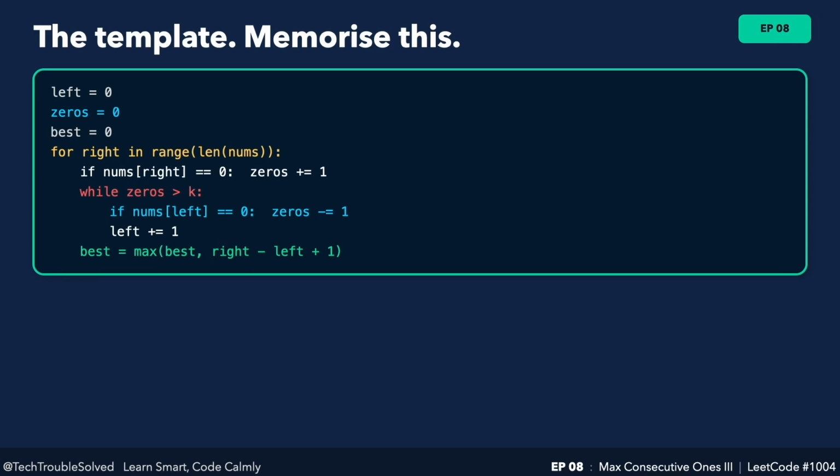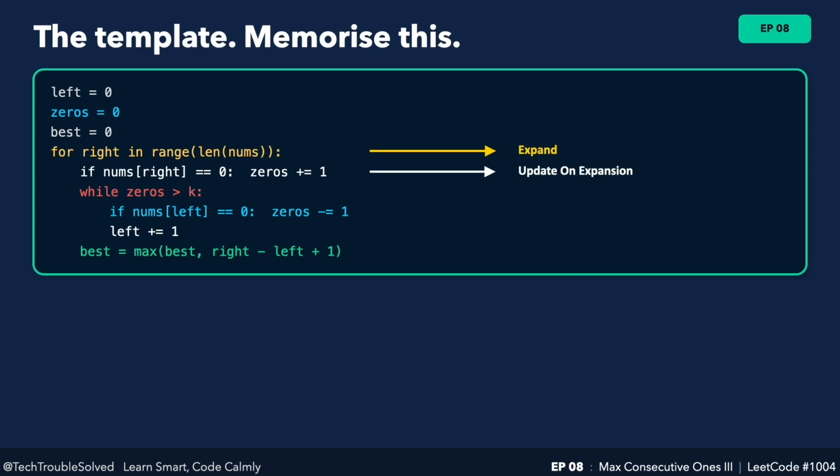Screenshot this. Not for today's problem, but for every variable window problem you will see. Left, zeros, best. Your 3 variables. For a different problem, zeros becomes something else, but there is always something here. For right, expand. If nums[right] equals 0, zeros is incremented by 1. This is the state update on expansion.